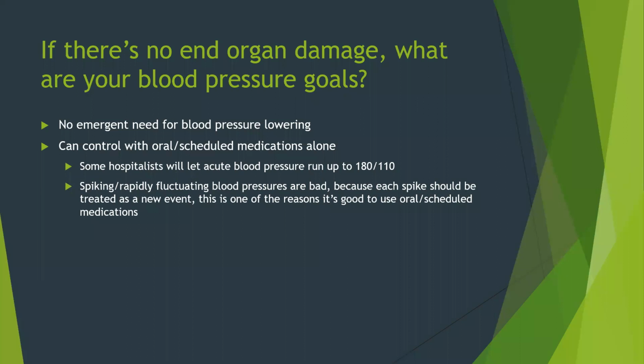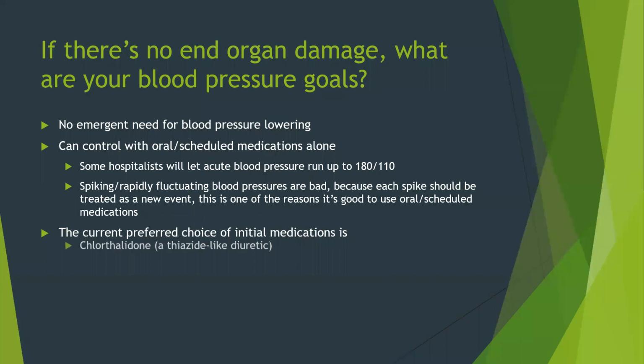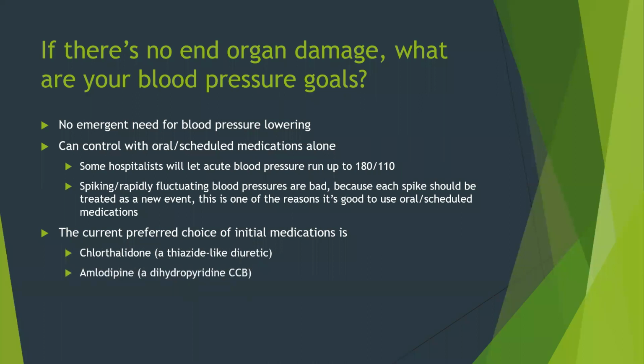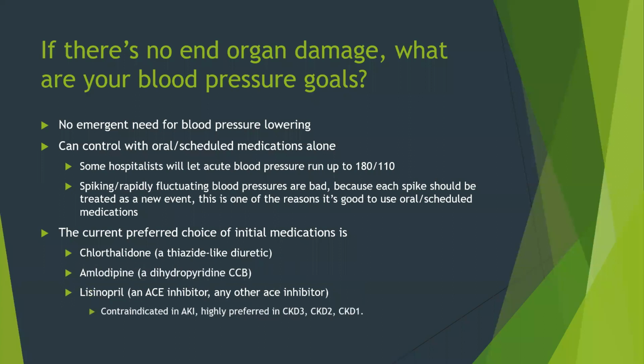This is one of the reasons it's good to start oral medications right off the bat, rather than chasing something with PRN medications. Currently, initial choice of medications is another high yield thing because it's going to come up a couple times. If you're starting oral medications, you have chlorthalidone or thiazide diuretics. I don't really like using those inpatient if possible. Amlodipine has great cardiovascular benefit. Lisinopril, which you're going to see a lot just because it's used in anything with kidney disease. It is contraindicated in AKI though, so you're going to have cases where you might not want to start lisinopril.